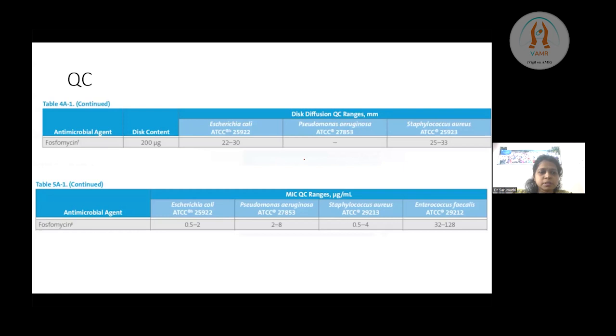Coming to the QC, this is the QC range from CLSI for disc diffusion QC, and E. coli 25922 you can use. For MIC, we can use E. coli, Pseudomonas, Staphylococcus, Enterococcus. These are the various QC ranges available in CLSI. You can use these QCs, which can be included in all the drug plates and growth control plates. So the same QC strains you can include. And before the interpretation of your test strains, the QC strain has to be checked. The growth of QC strains has to be seen in all the drug plates.